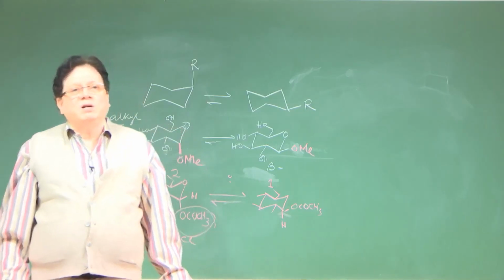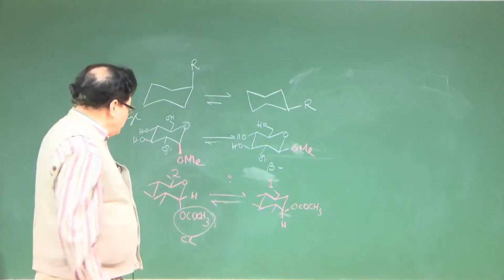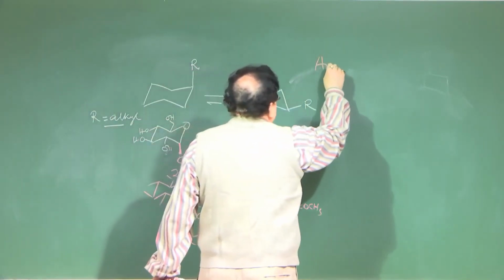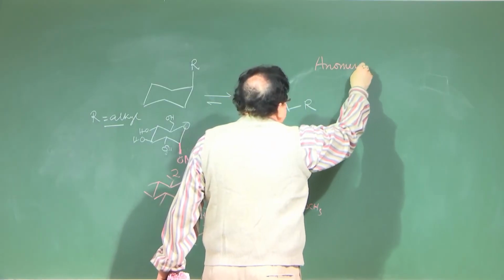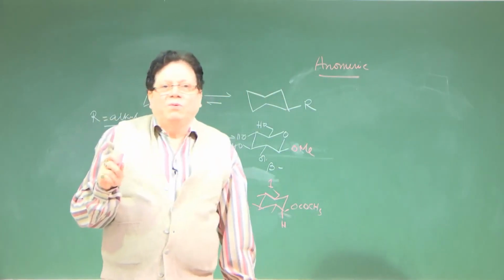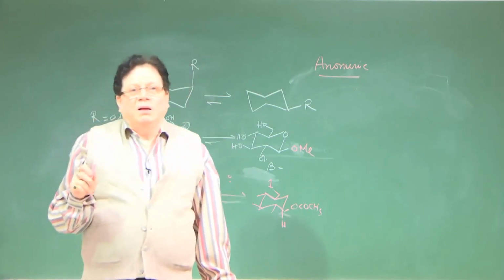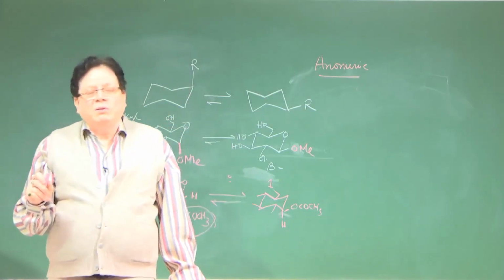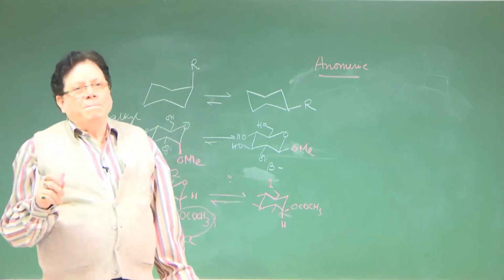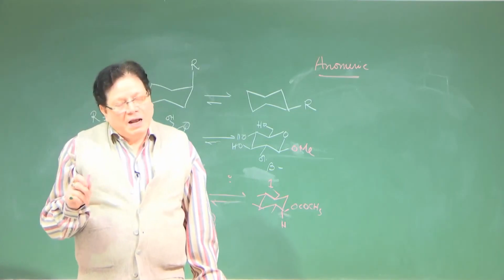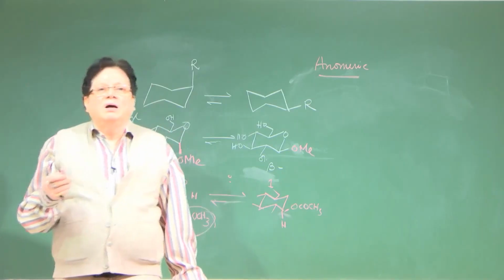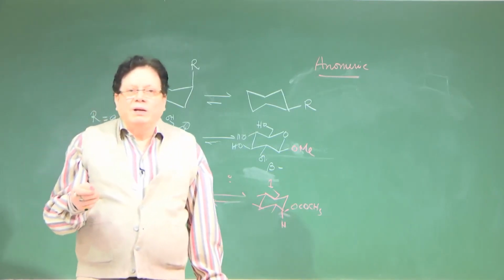However, this has got a special name, and that is what is called the anomeric effect. Okay. The anomeric effect. What is the anomeric effect? The anomeric effect is basically the preference of a polar group at the anomeric carbon to adopt an axial orientation in a sugar. Obviously, the anomeric carbon is there. That is what is called the anomeric effect.